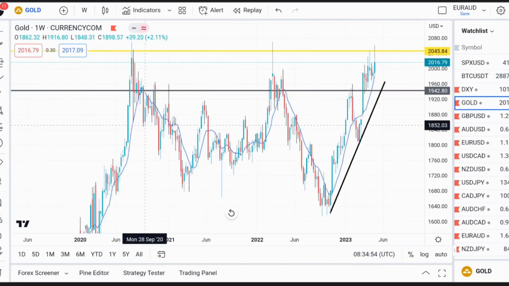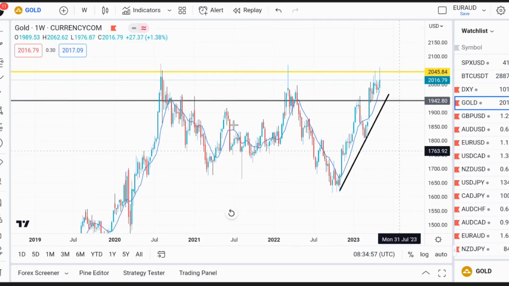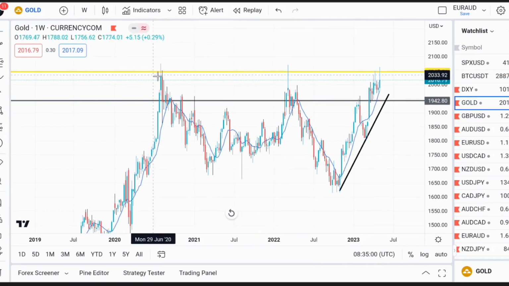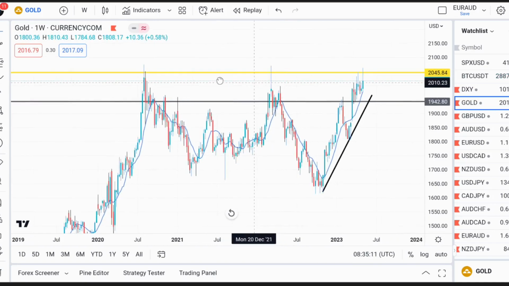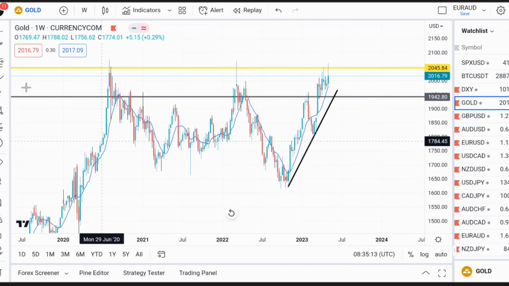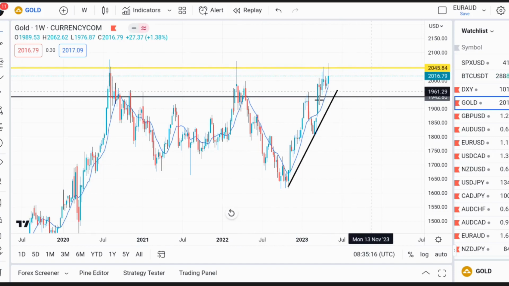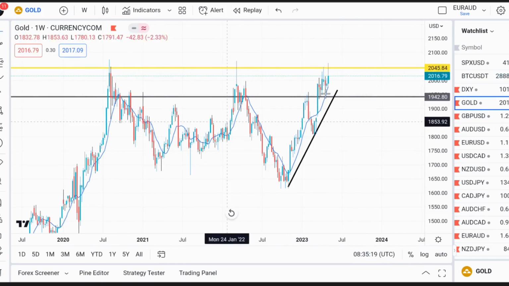So we saw gold declining on Friday after testing the March 22 high. It's a decline from that top. As you can see, this is the first top, second top, and triple top, forming the triple top right there.